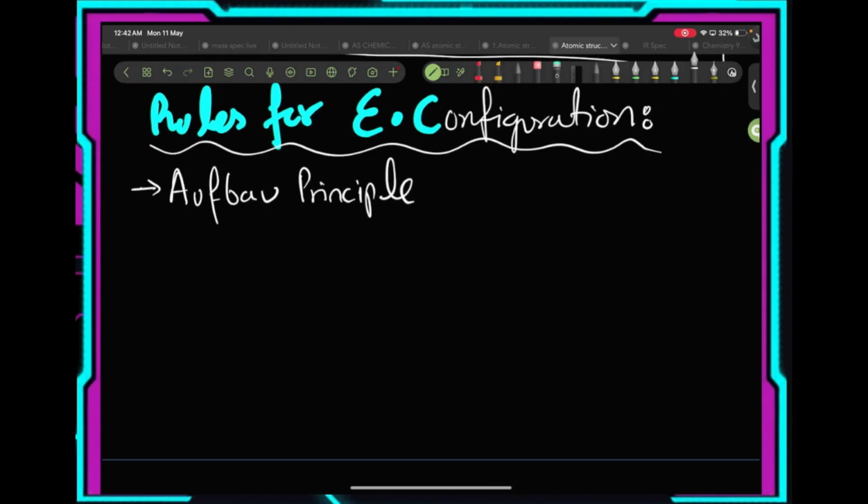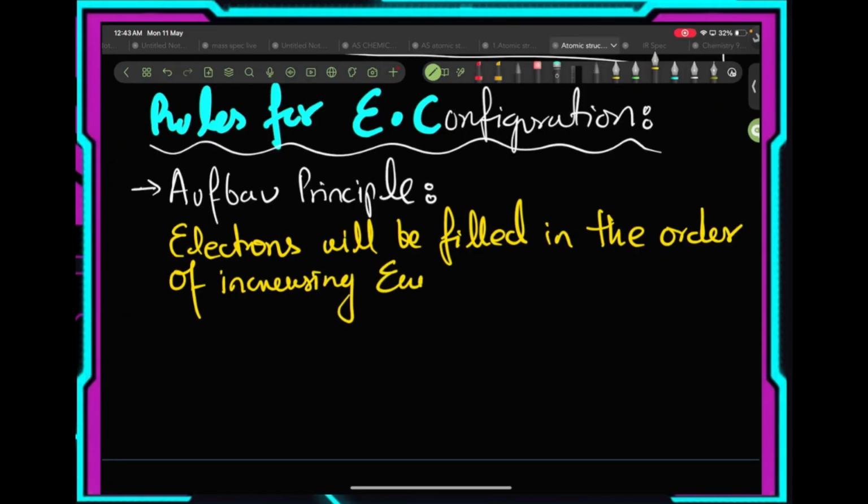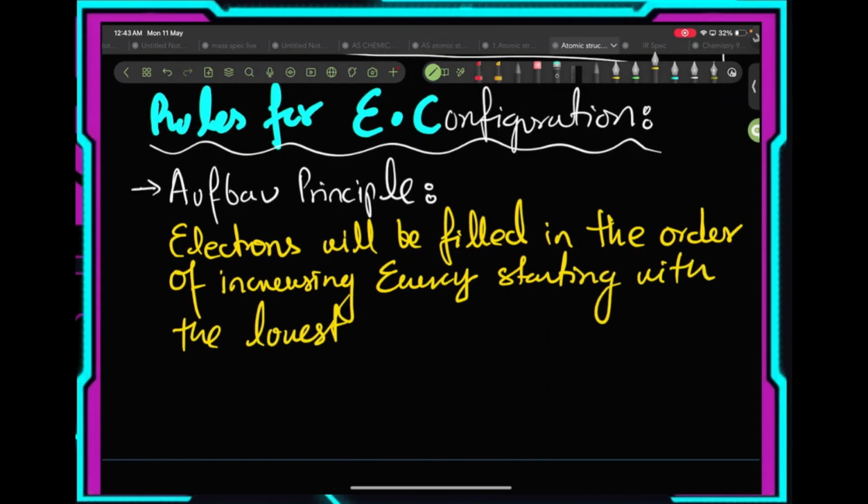Now you don't need to memorize the name of the principle or the principle itself, but you need to know how to apply it. Okay, so the Aufbau principle says that electrons will be filled in the order of increasing energy, starting with the lowest energy orbital.